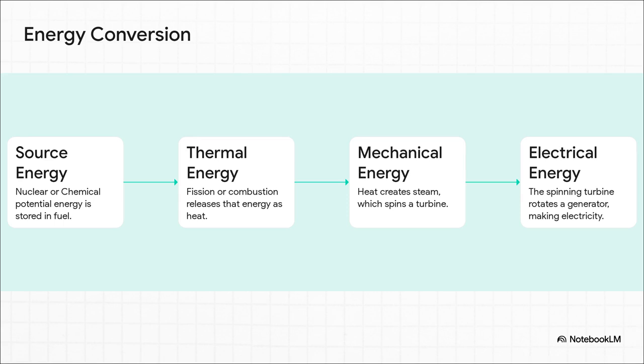It's a beautiful process. You start with a source fuel, like the chemical energy in coal or the nuclear energy in uranium. You convert that to heat, thermal energy. That heat boils water to make steam, which creates mechanical energy by spinning a massive turbine. And finally, that spinning turbine turns a generator, which converts the motion into electrical energy.